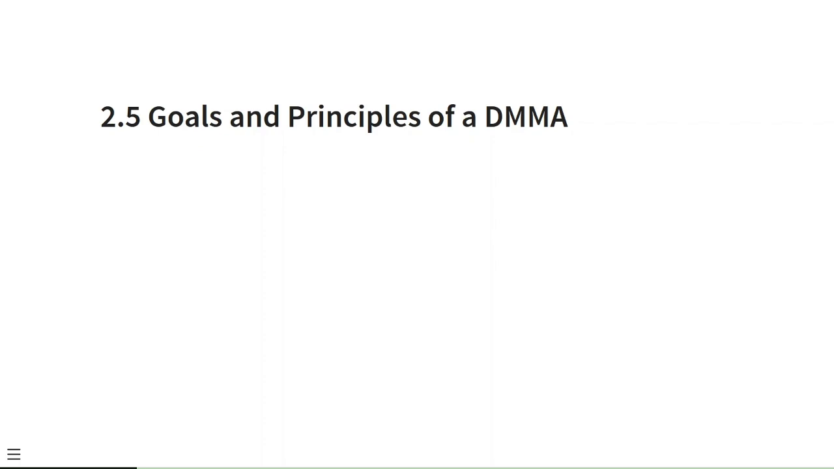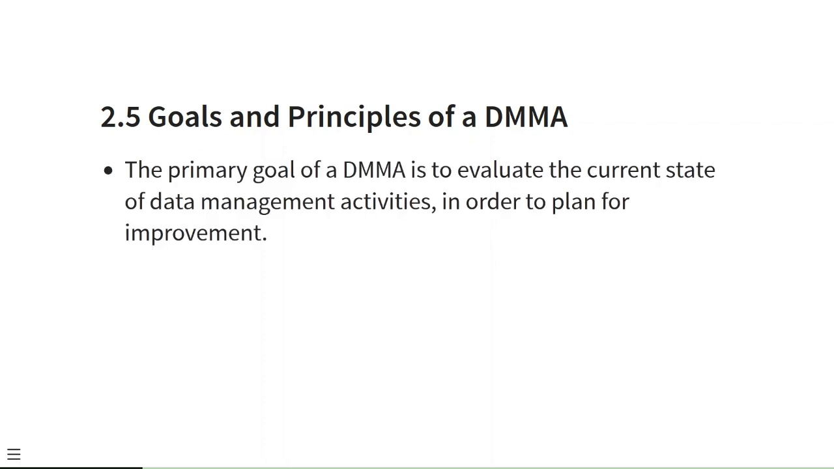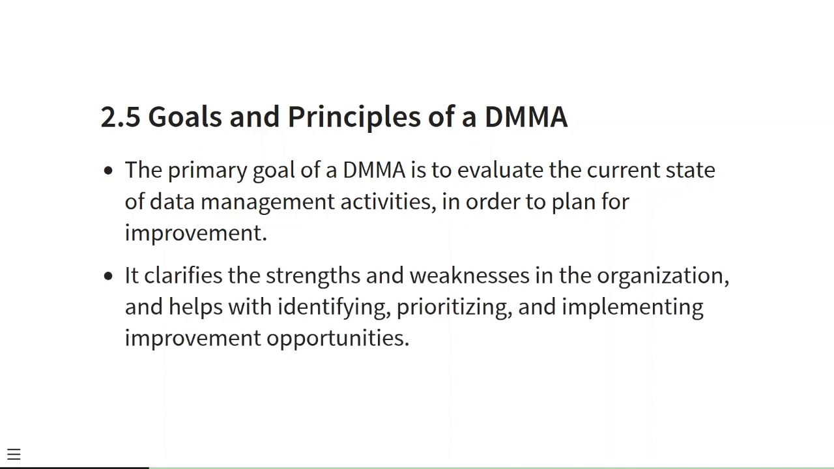Goals and principles of a DMMA. The primary goal of a DMMA is to evaluate the current state of data management activities in order to plan for improvement. It clarifies the strengths and weaknesses in the organization and helps with identifying, prioritizing, and implementing improvement opportunities.